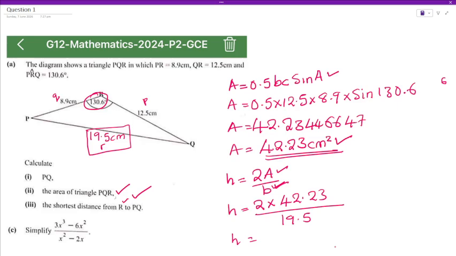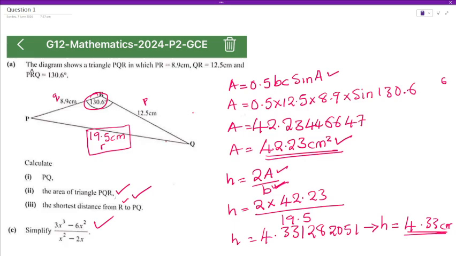When you punch it in, what do you get? We're going to say 2 times 42.23 equals, and then divided by 19.5, that gives me 4.331282051, which when you round it off will just give you 4.33 centimeters, and you are done. Okay, this one is pretty simple. I'm sure we remember how to solve this question.